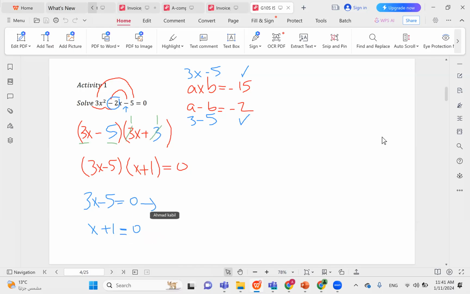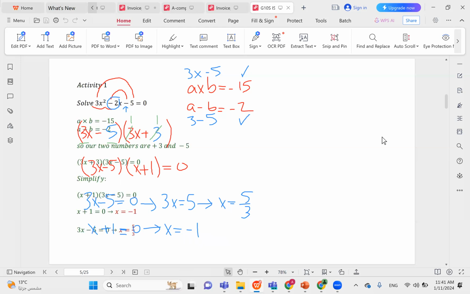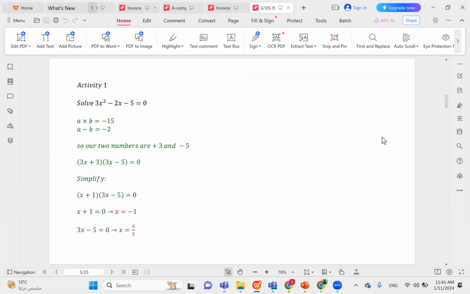Here we get 3x equals 5. So x equals 5 over 3. Here we simply get x equals -1. So the final answers are 5 over 3 and -1. Let's check. They are correct. We got the same answers as they did here.